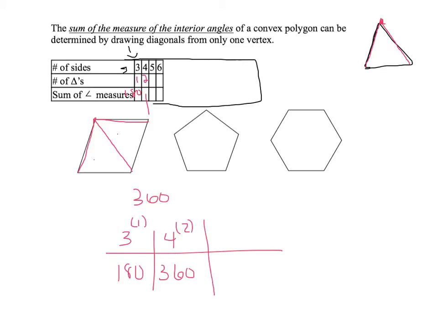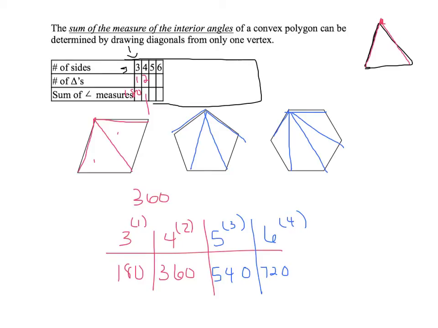Go ahead, I want you guys to do these next 2, kind of fill in your chart. So pause me, do these next 2, fill in your chart. We'll see if we end up with the same answers. Okay, so what you should have noticed is that when you draw in your diagonals, if we have a 5-sided figure here, we end up with 3 separate triangles, giving us a total of 540 degrees. And if you look at your 6-sided figure, we end up with a total of 4 triangles, giving us 720 degrees.